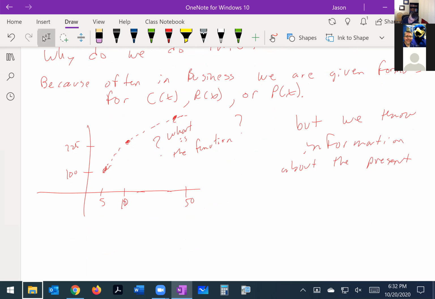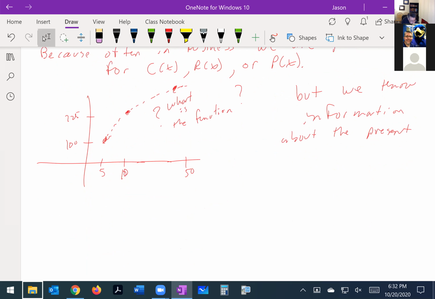So we could say the information about the present, which we'll call C of X, R of X, P of X. This is how many items I have sold today, how much it's cost me to produce X items, how much I've gained in revenue on X items, and how much total profit I have on X items. I say P of X is equal to R of X minus C of X, right?